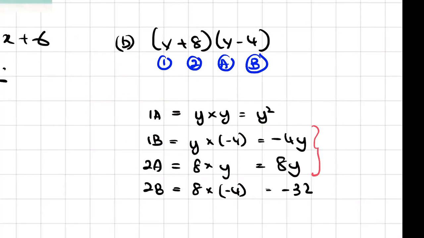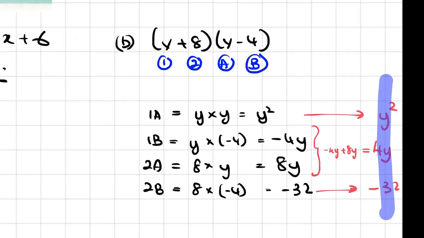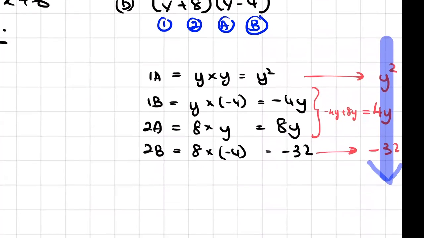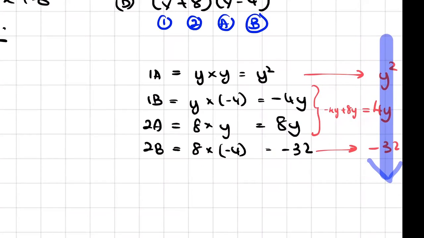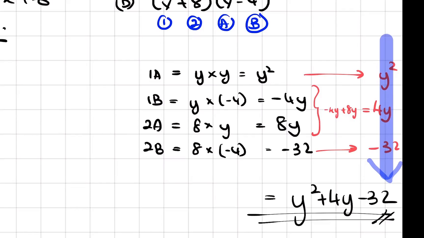So this one, we can just join them together. -4Y plus 8Y. So it looks like this, -4Y plus 8Y. We actually get 4Y here. So then I just bring in the same thing, bring in the same thing, read top down. Our answer will look like this: Y squared plus 4Y minus 32. Final answer.